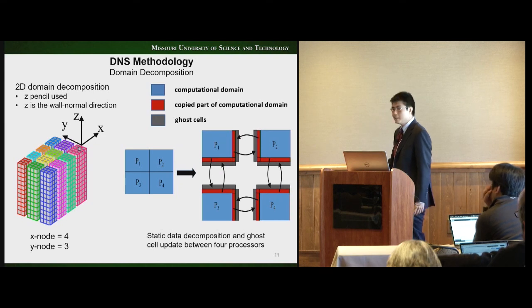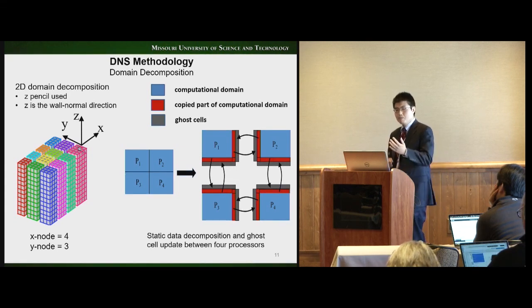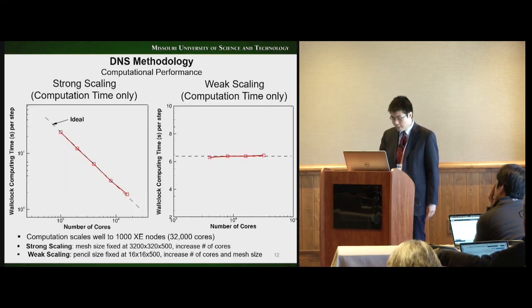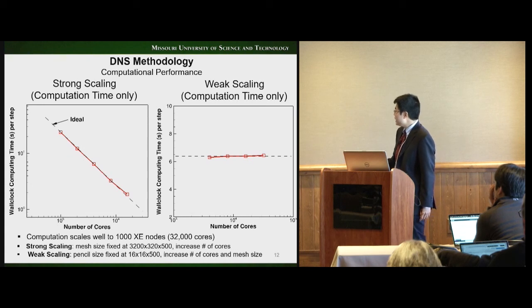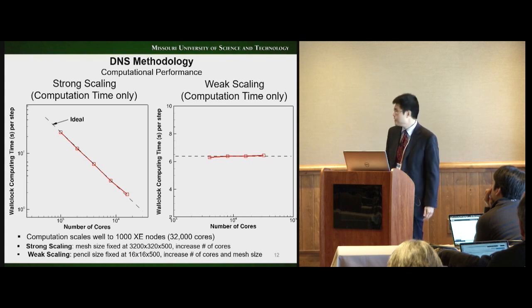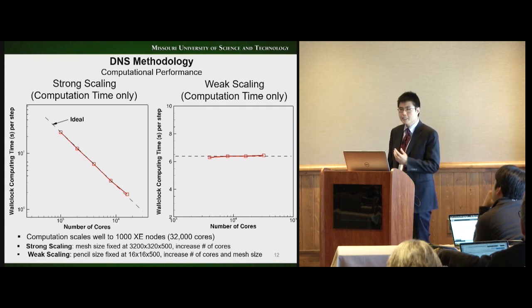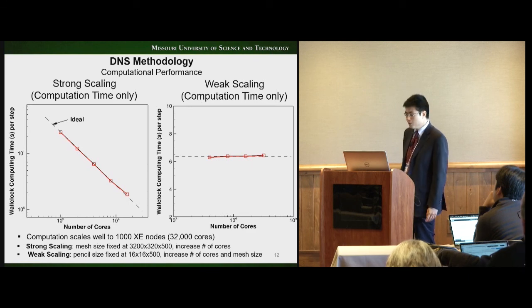One thing about this is that the communication time is minimal compared with the simulation time, because we are not dealing with global data transfer. We only deal with local data transfer. Okay, and in terms of scaling, here we first talk about the computation itself, including the convective term, the viscous term, and also the time advancement. You can see the code scales pretty well in both strong scaling and weak scaling. Okay, so it's pretty good.